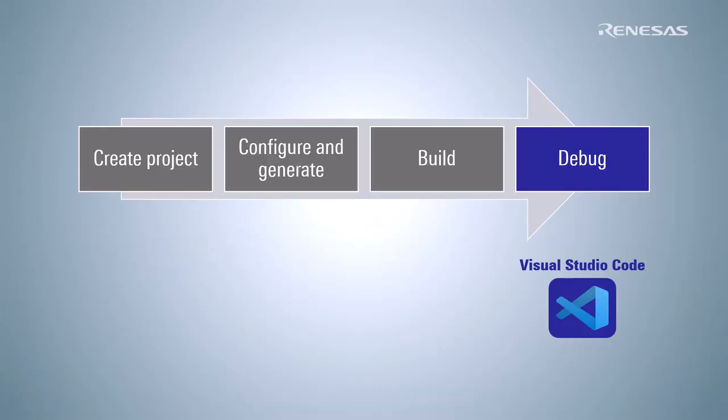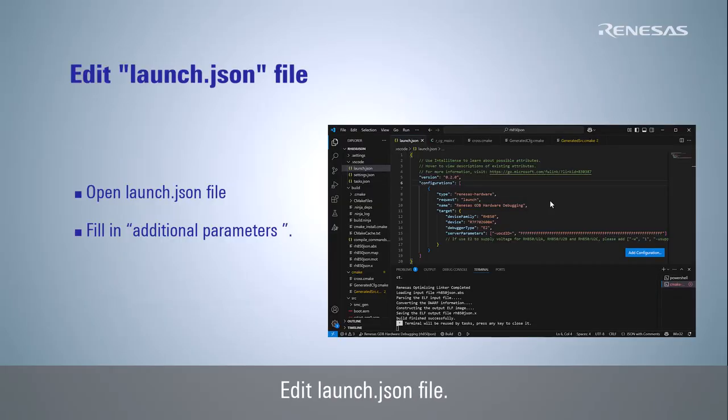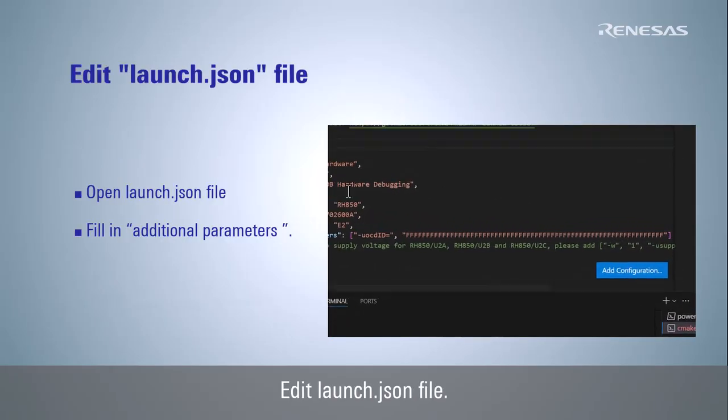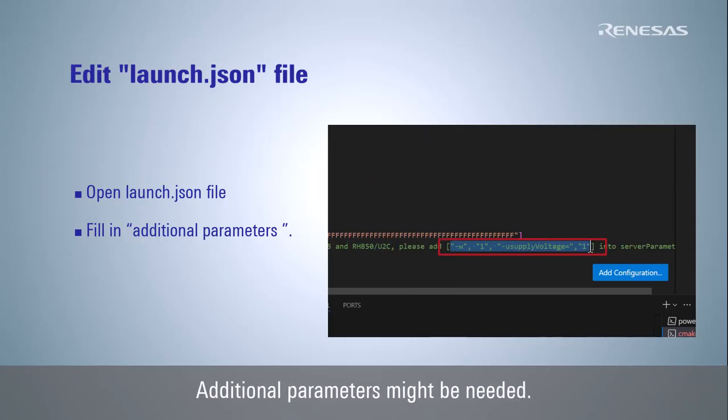The final section of the video will walk you through the steps to debug the project in Visual Studio Code. Connect any RH850 target board to the PC via an emulator like the E2. To prepare for the debug session, open launch.json file from the project. This video uses RH850 U2C8 as an example. Additional parameters might be needed depending on the board that you use.